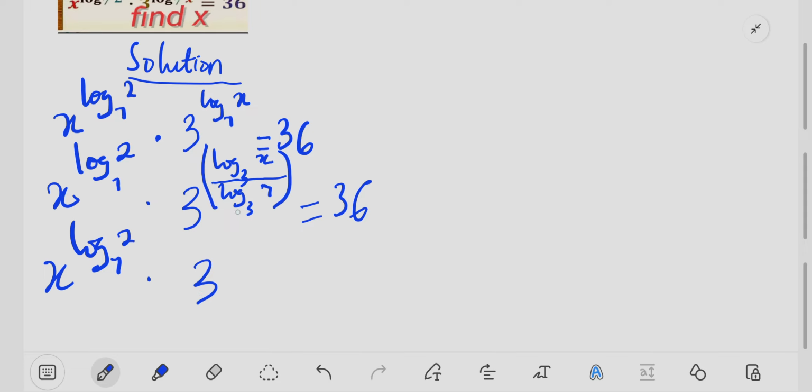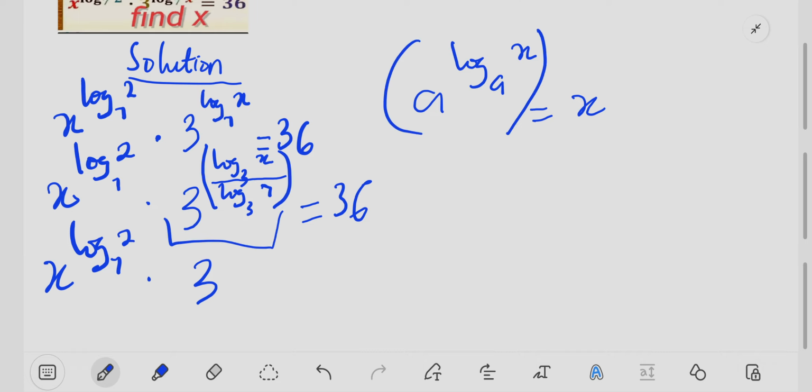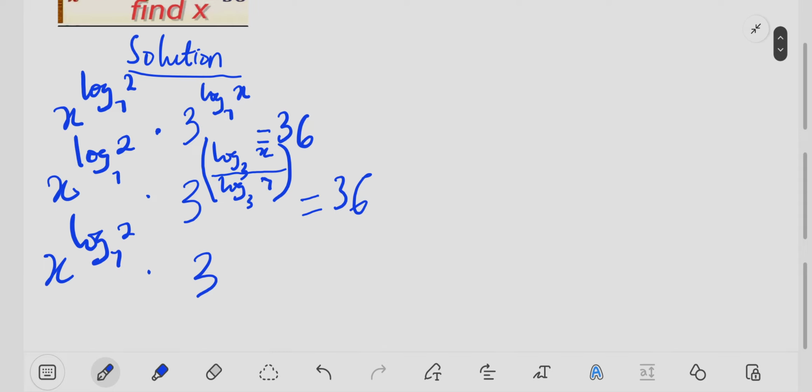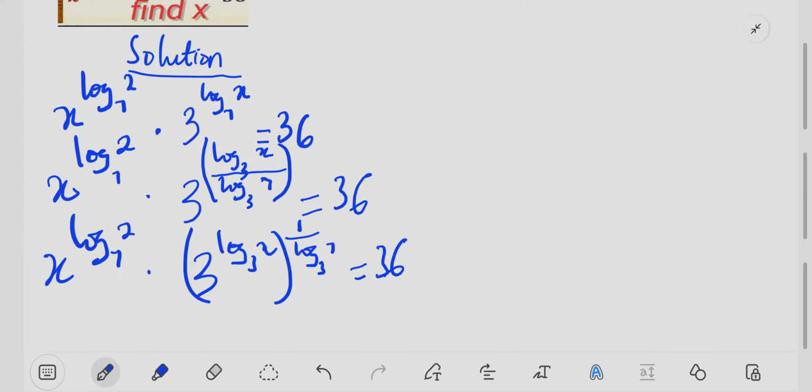Okay, so we can proceed and then write this as 3 raised to the power. We want the base over here to cancel out the base right here. Okay, so if you have a raised to the power log x of base a, this is simply x. So we want to write this in terms of that. Okay, so how are we going to do that? We can send the denominator of the fraction over here outside, so we are going to get just this raised to the power 1 over log base 3 of 7 equals 36.